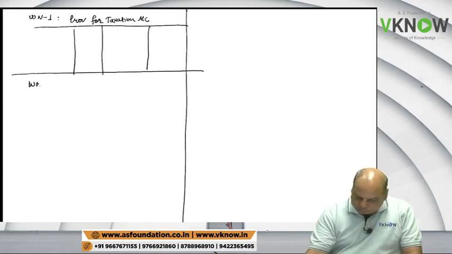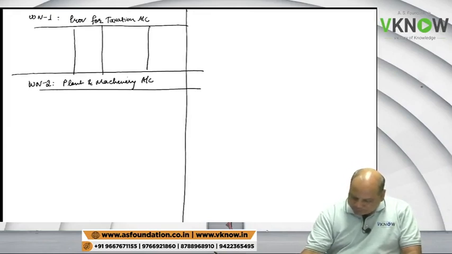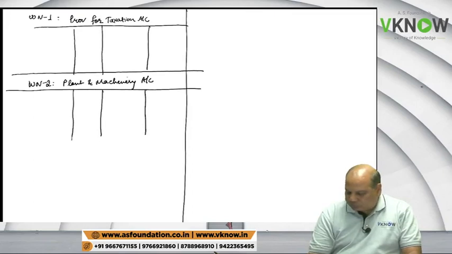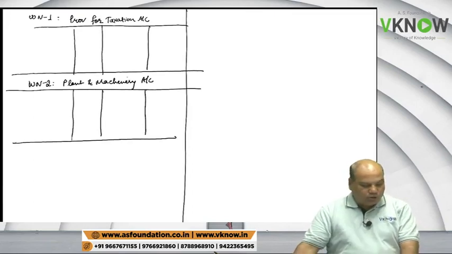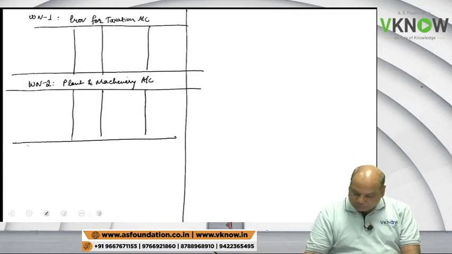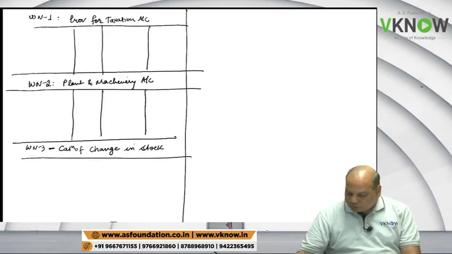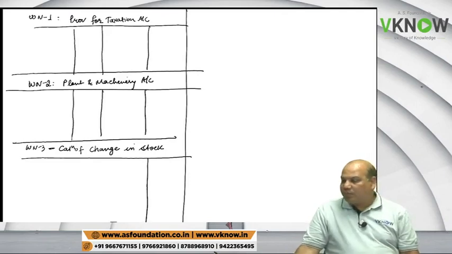Working note 2, plant and machinery account. Working note 3 would be calculation of change in stock, because there is an adjustment in the stock, but we don't prepare stock account, so we'll calculate the change by preparing a statement.